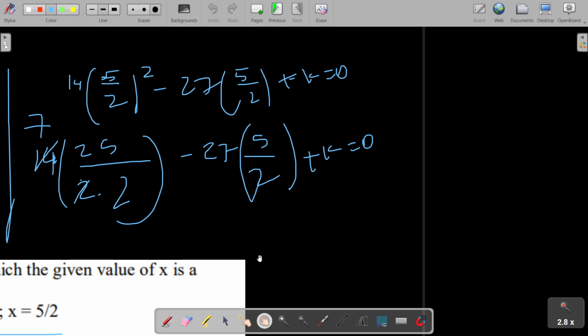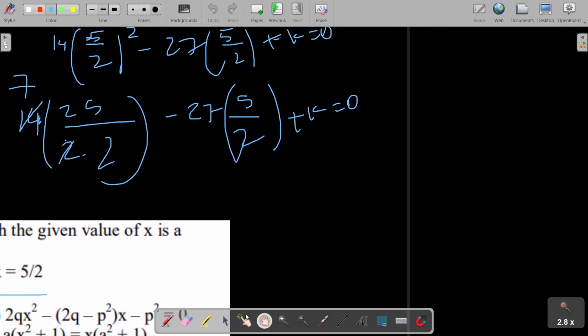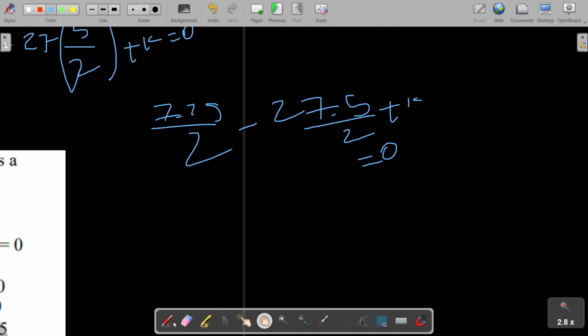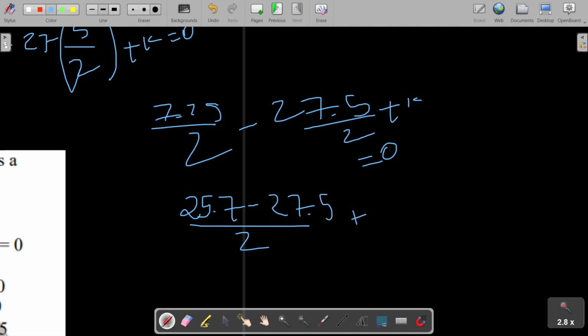So we have 7 into 25 over 2 minus 27 into 5 over 2 plus k is equal to 0. Here the denominators are the same, so you can write the full thing together. So this is 25 into 7 minus 27 into 5 plus k is equal to 0.